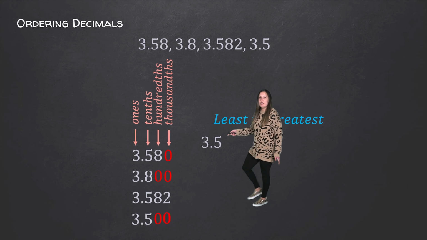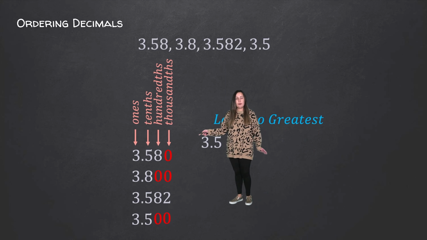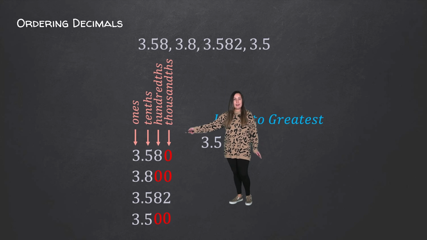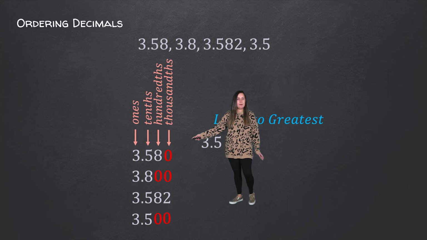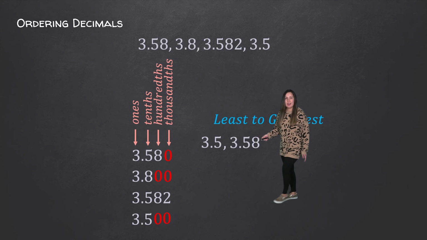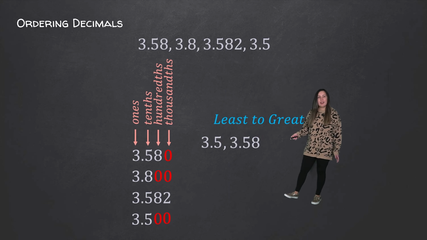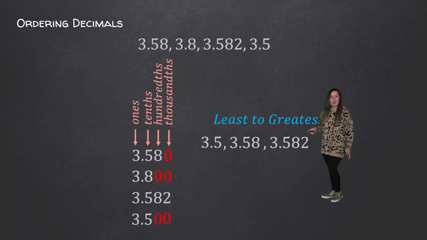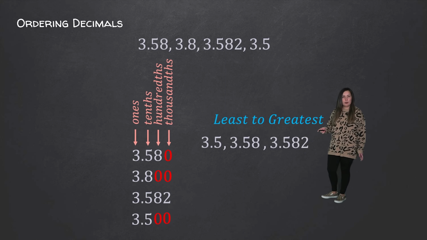Then we're going to look at the two values that start off with 3.58. Now our first one in the thousandths place value has a 0. But then we have 3.582, which in the thousandths place value has a 2, making that bigger because 2 is bigger than 0. So our next number is going to be 3 and 58 hundredths. And then we're going to have 3 and 582 thousandths.